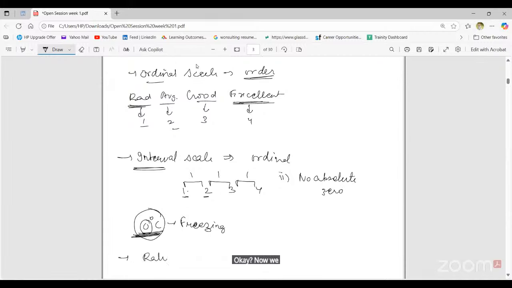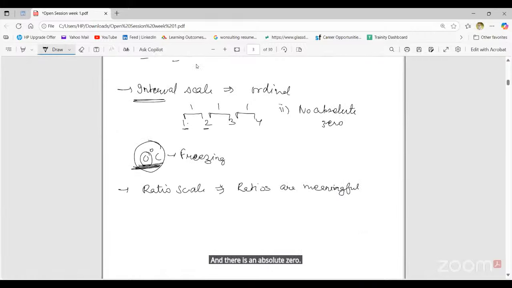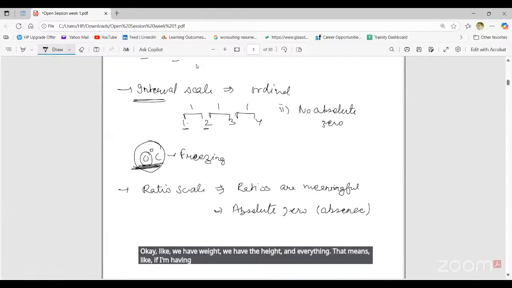Now we have a ratio scale. What is a ratio scale? In it all arithmetic operations are possible, and the main thing is that ratios between two numbers are meaningful. Also, there is an absolute zero. An absolute zero means the zero denotes the absence of something. Like we have weight, height and everything. If I have zero weight, that means the person is not there.